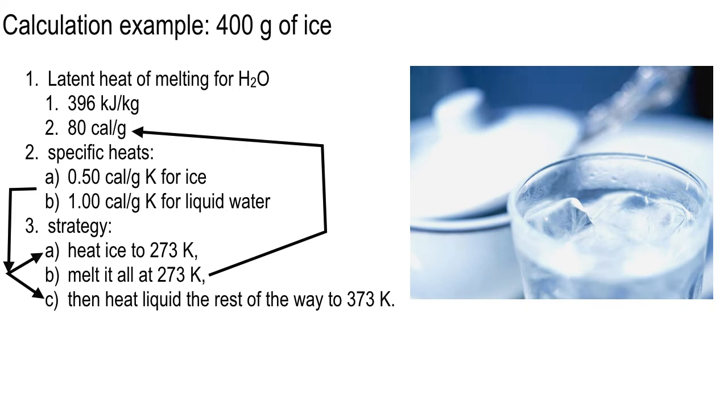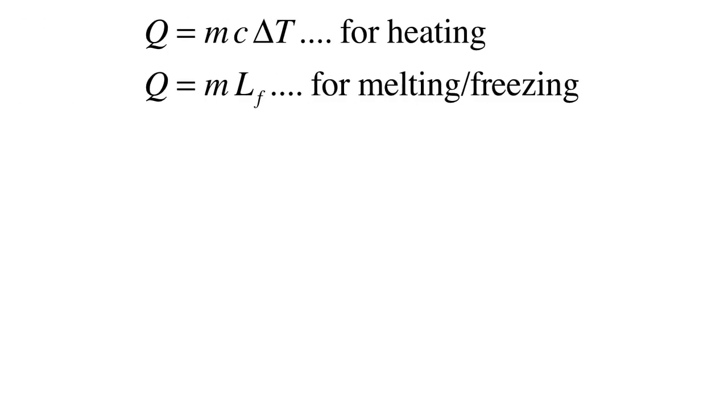So here we go. For heating, we got two heating phases: heating up the ice, heating up the liquid water. We're going to use Q equals MC delta T. For the melting point, freezing point transition, Q is going to be equal to the mass M in grams times the latent heat of fusion. Okay, latent heat of fusion is 80. And we got 400 grams, so this is going to be 400 times 80. The second one here is the Cinchy one.